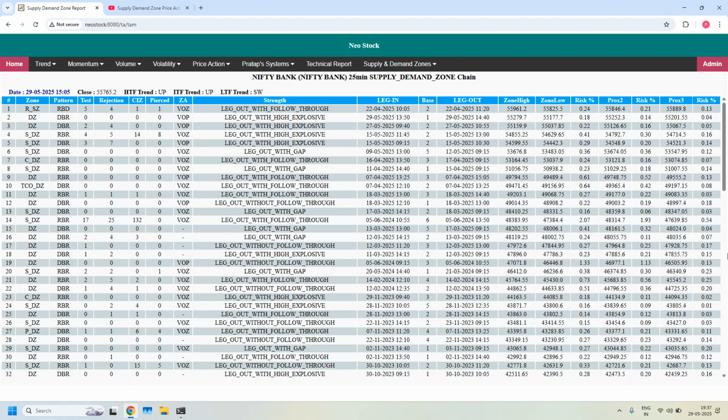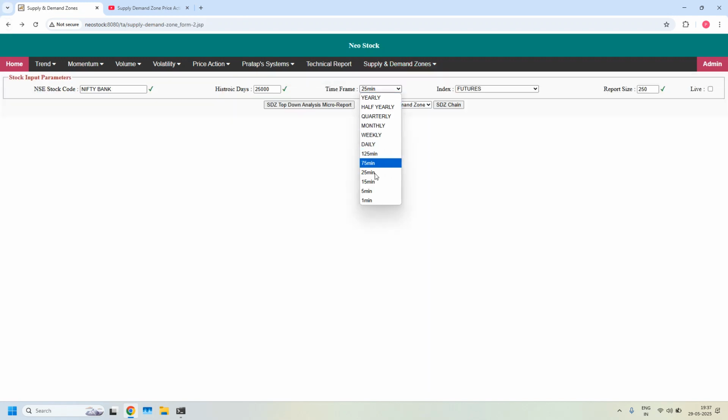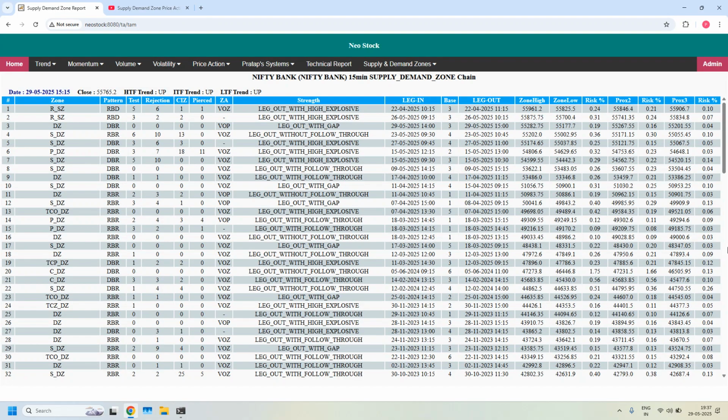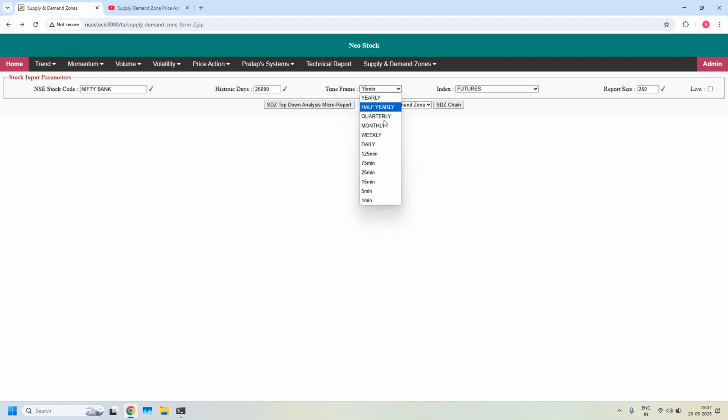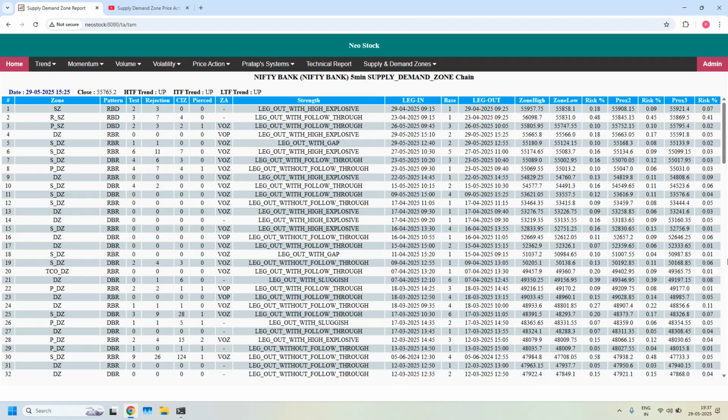Next, 15-minute supply demand zone chain for Nifty. I mean Bank Nifty, not Nifty, Bank Nifty. Next, generating 5-minute supply demand zone chain for Bank Nifty. So this is a Bank Nifty supply demand zone chain. So we have completed generation of both Nifty and Bank Nifty supply demand zone chains.